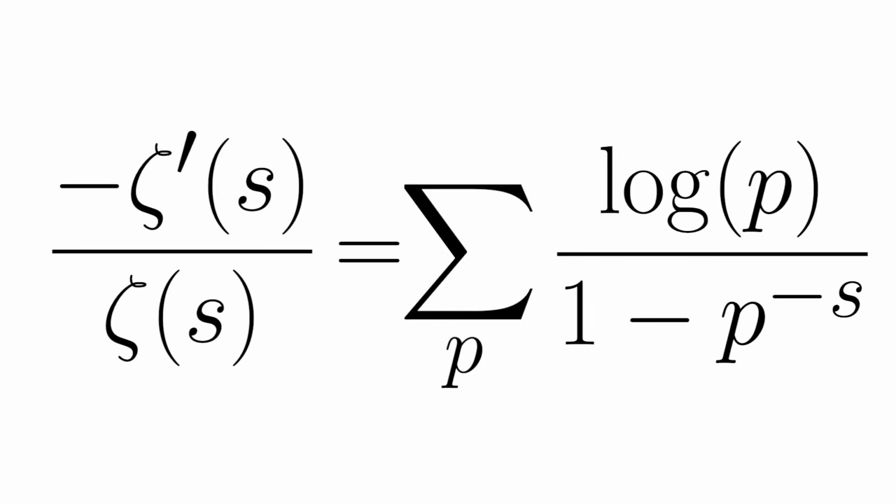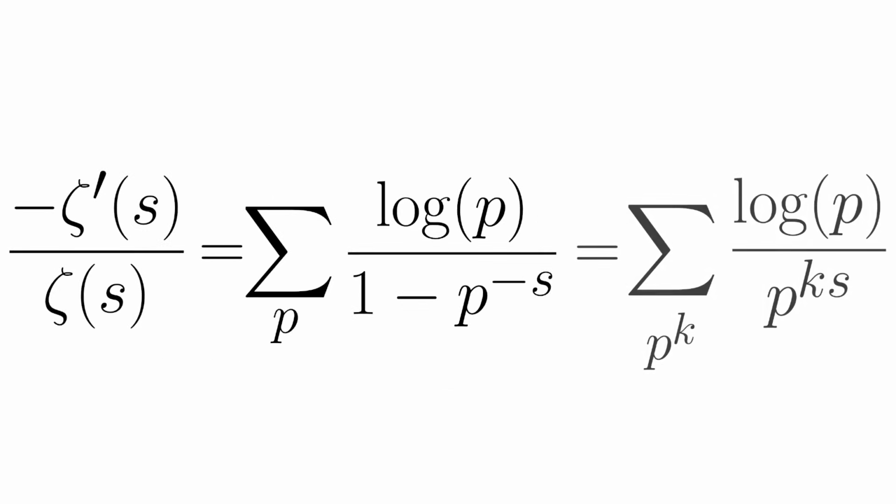If we use the geometric series formula to expand out the denominator here, as we did earlier in this video, then we get that this is equal to the sum across the prime powers, p to the k, of the logarithm of p divided by p to the ks. I'm going to leave the derivation of this equality as an exercise for you.